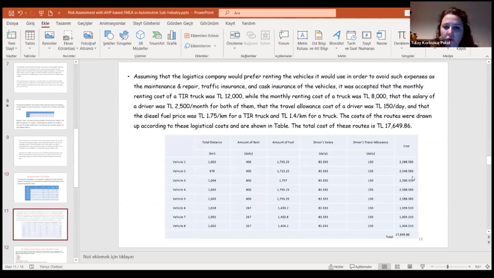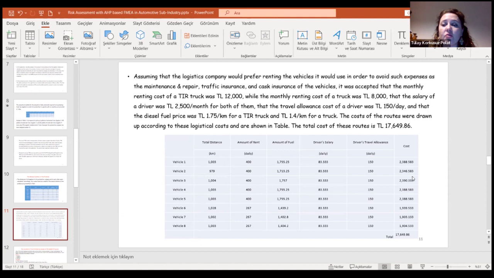Assuming that the logistics company provides renting of the vehicles it would use, in order to avoid such expenses as the maintenance, repair, traffic insurance, and casco insurance of the vehicles, it was accepted that the monthly renting cost of a third truck was 20,000 Turkish liras, while the monthly renting cost of a truck was 8,000 Turkish liras, that the salary of the driver was 2,500 Turkish liras per month for both of them, that the travel allowance cost of a driver was 150 Turkish liras per day, and that the diesel fuel price was 1.75 Turkish liras per kilometer for a third truck and 1.4 Turkish liras per kilometer for a truck.